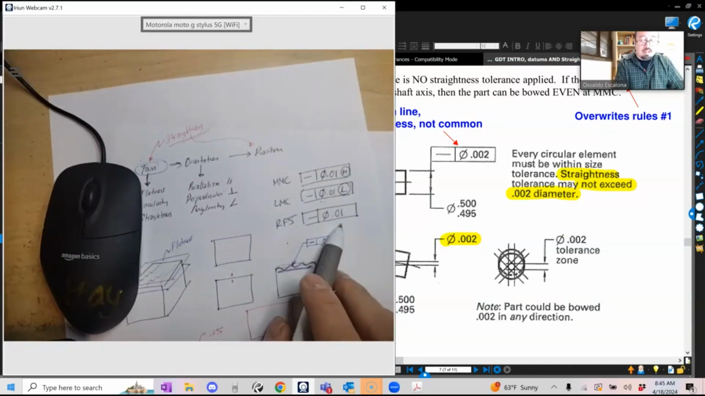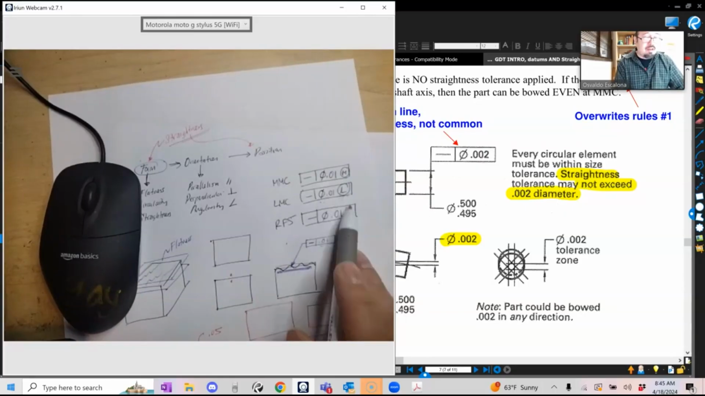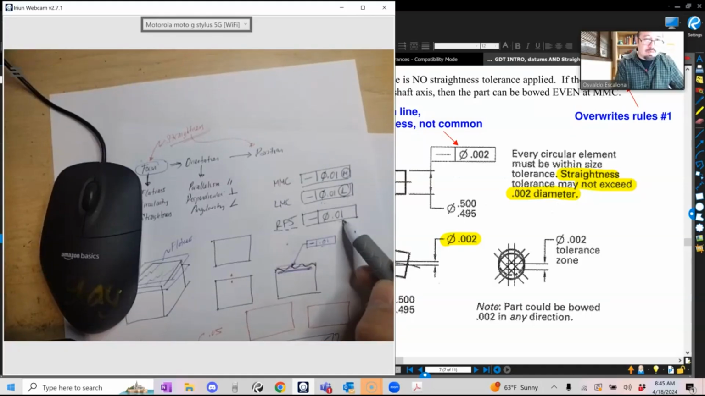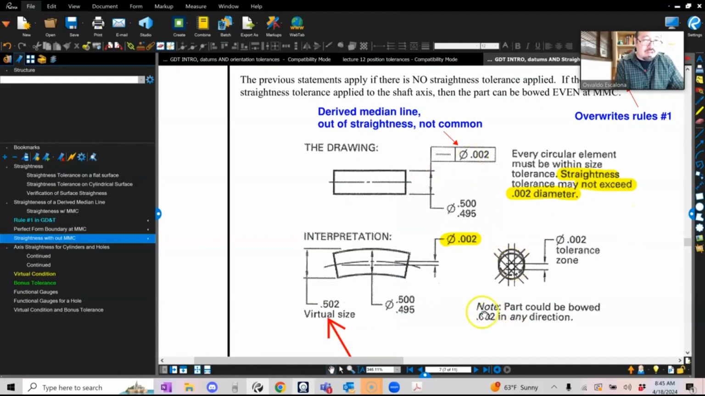In other words, I say, you know what? I don't care if you come at MMC, I don't care if you come at LMC, or anywhere else. It doesn't matter where you are, regardless of the feature size, your tolerance zone will always be 0.01, which in terms of your example here is 0.02. Regardless of how it comes, it will always be 0.02.